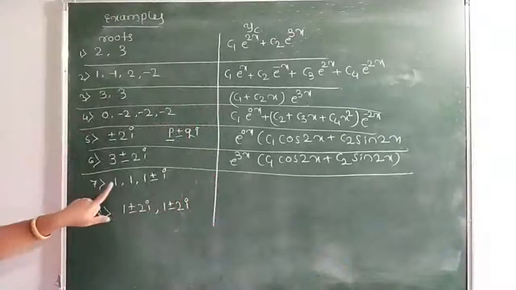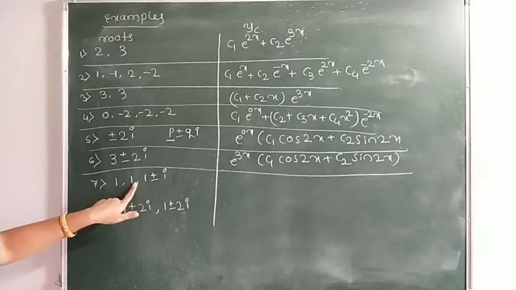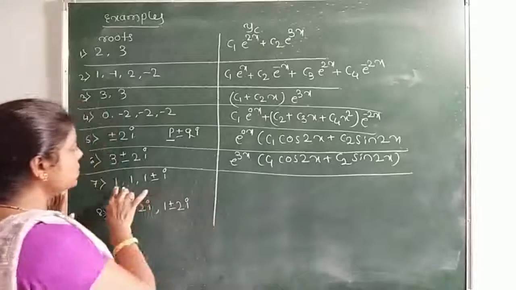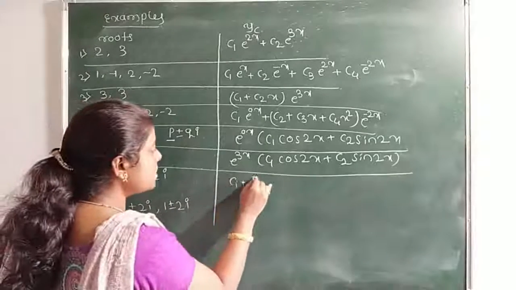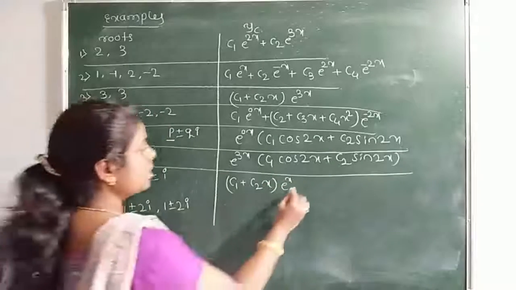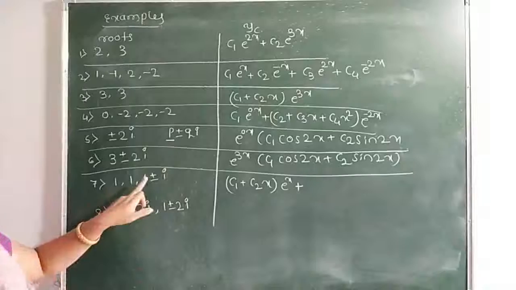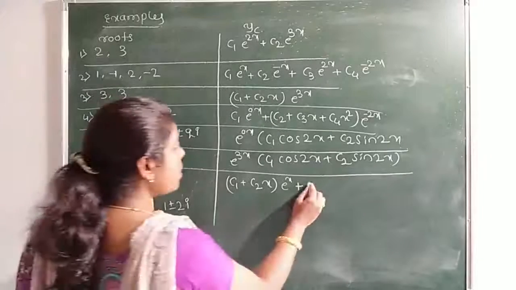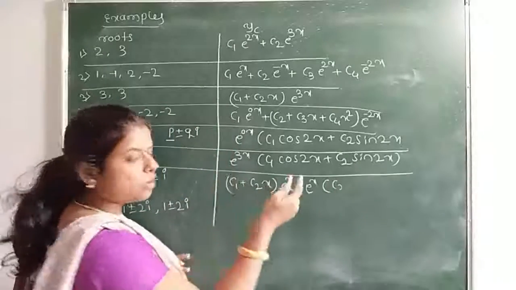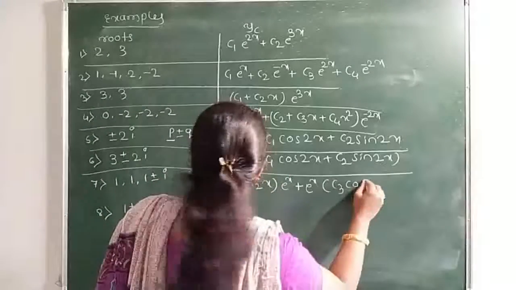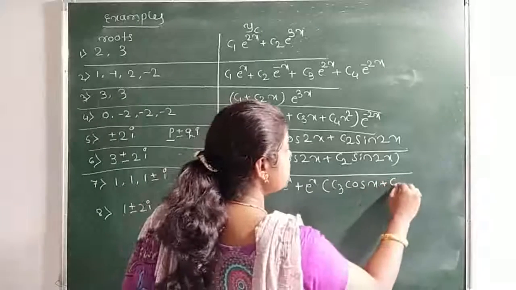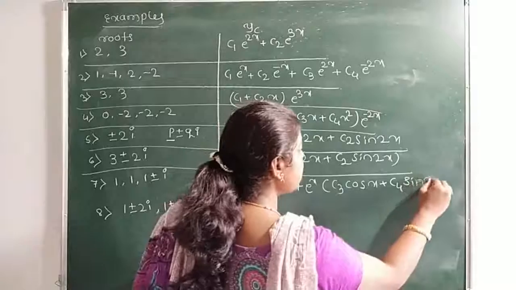Now, the seventh one: 1, minus 1, and a complex root. These two roots are the same and this is a complex root. First we write for this 1 and 1: c1 plus c2x times e to the power x, plus the combination of this with the complex root. We write e to the power x, and we continue the constants: c3 cos x, because q is 1 here, plus c4 sin x.